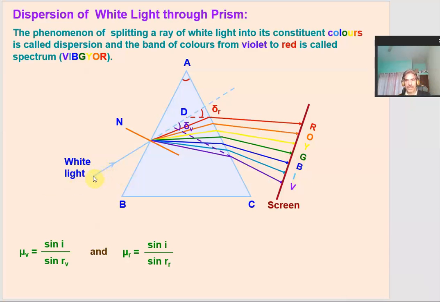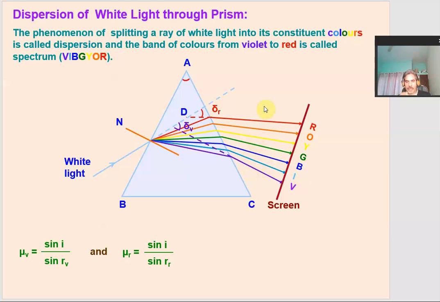Whenever such white light is allowed to pass through a prism, just as we have discussed, refraction happens, and due to that refraction, these colors get separated from each other, or we can say white light gets split into its constituent colors. This splitting of light into its constituent colors is called the dispersion of light. So the phenomenon of separation of the constituent colors, whenever a composite light passes through a prism, is called the dispersion of light.